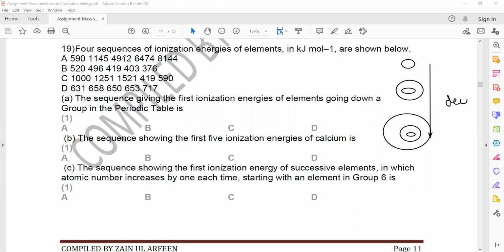4,590, then 11,545, then 490, 4,912, 6,400, and 8,144. What is happening? In this case, ionization energy is increasing. So this cannot be, because as we go down the group the size increases, so the ionization energy should decrease. When you check this one, 520, 496, 419, 403, 376. So for B, as you go down, all the values are decreasing. Why not this one? It's 1000 and 1200, then suddenly down, increase, and then it decreases. So this cannot be. That's why B is the right answer. Is it clear?